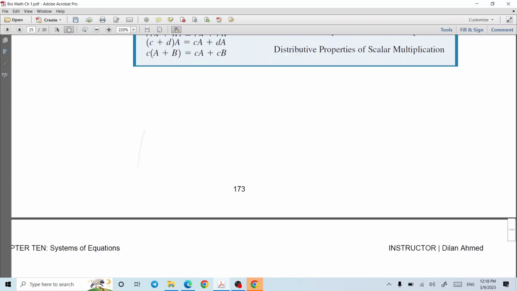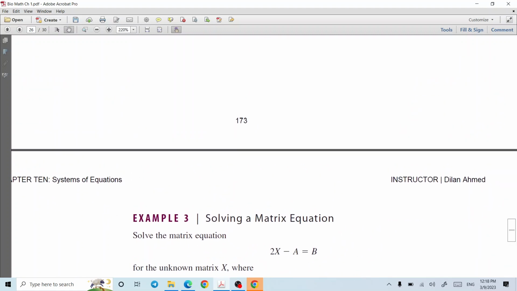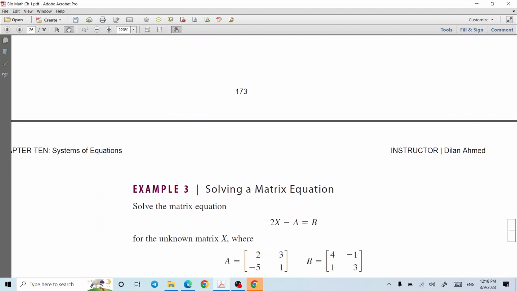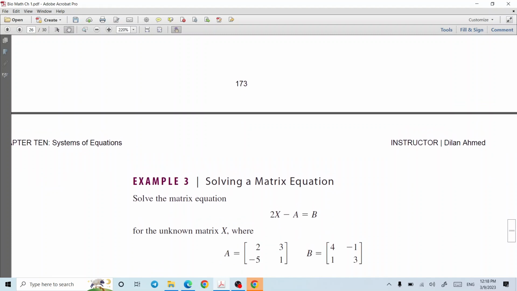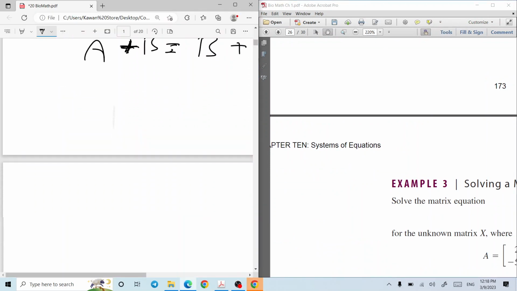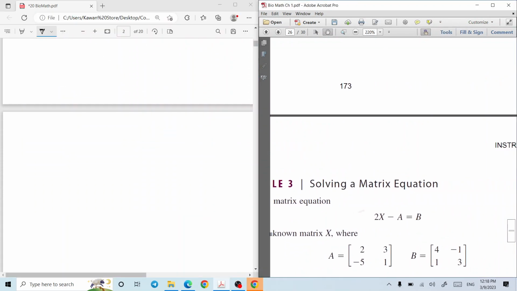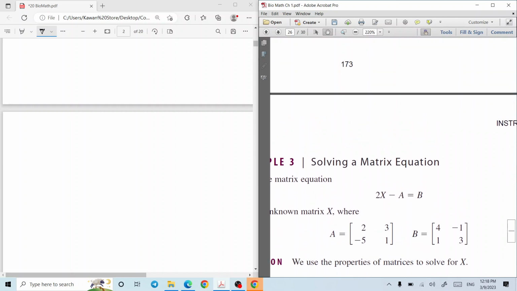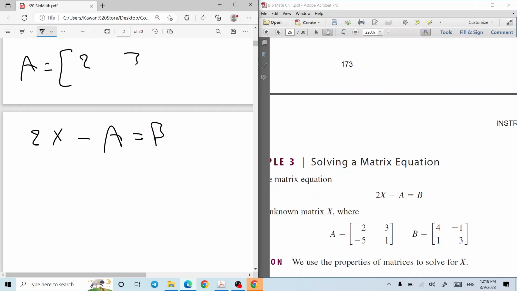So instead of talking about the theorem, I'm going to solve that one for you. We have 2x minus A equal to B, where A is that one and B is that one. Yalla, together. So, let me write the question. Solve that one. So I have 2x minus A equal to B, where A is 2, 3, minus 5, 1, and B equal to 4, minus 1, 1 and 3.